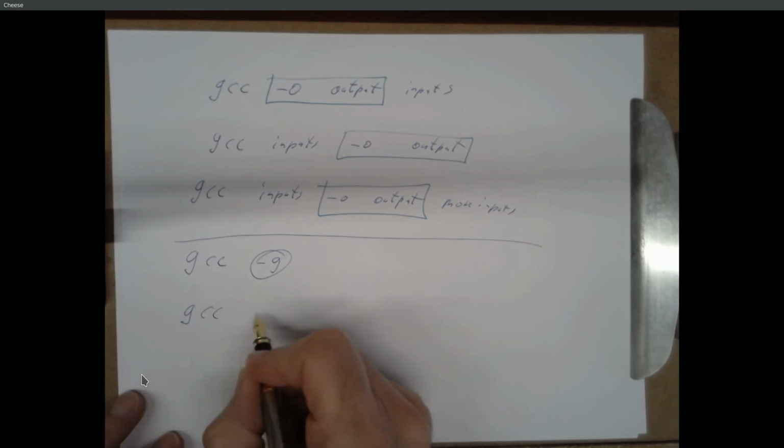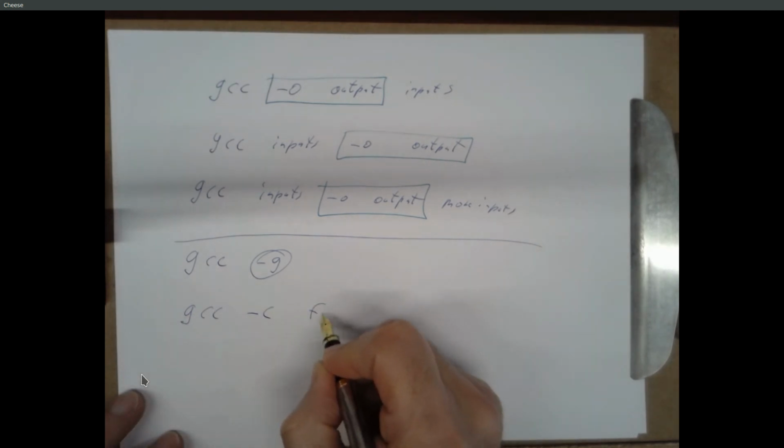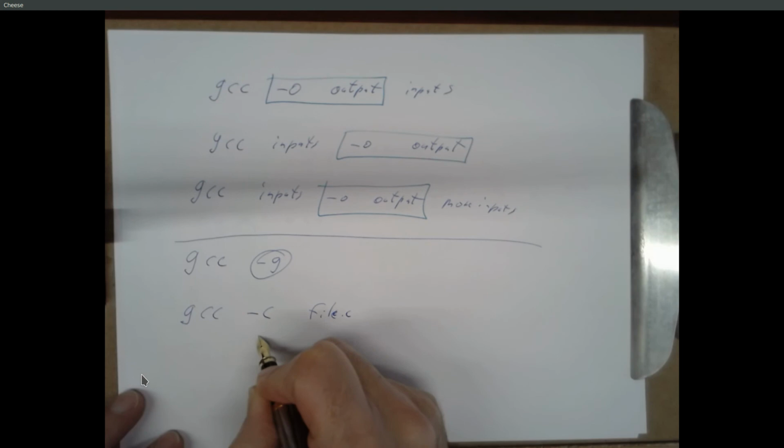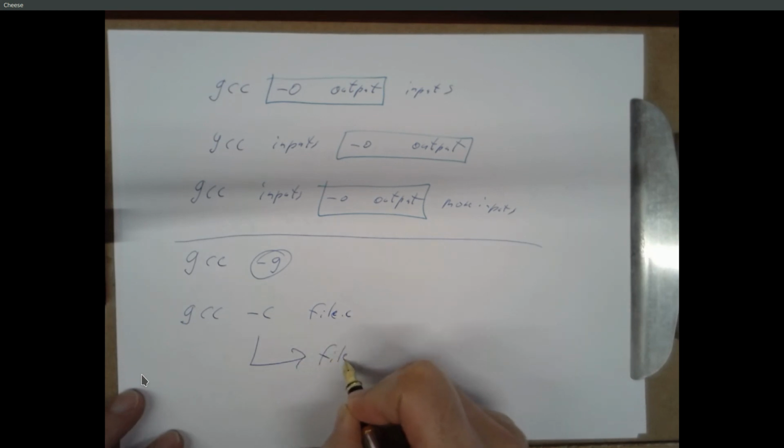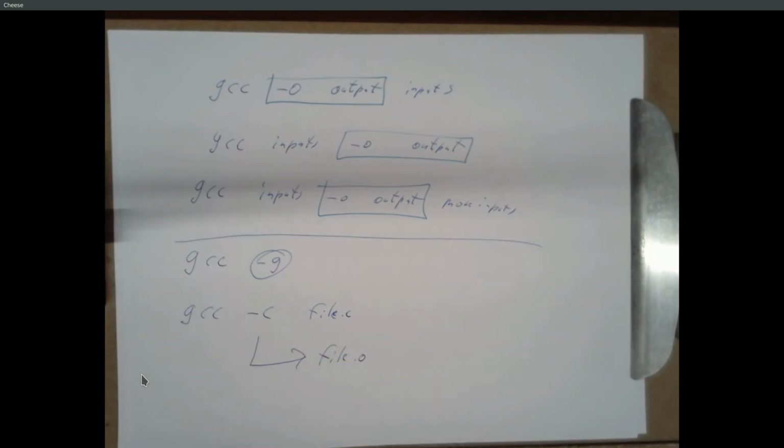And if you say gcc -c file.c, that compiles it into a file.o. It's like halfway compiled in some sense. It doesn't give you an executable program, but it gives you something that you can put together with other .o files to make an executable. And this mainly comes in with makefiles when we want to do sort of partial compilation.